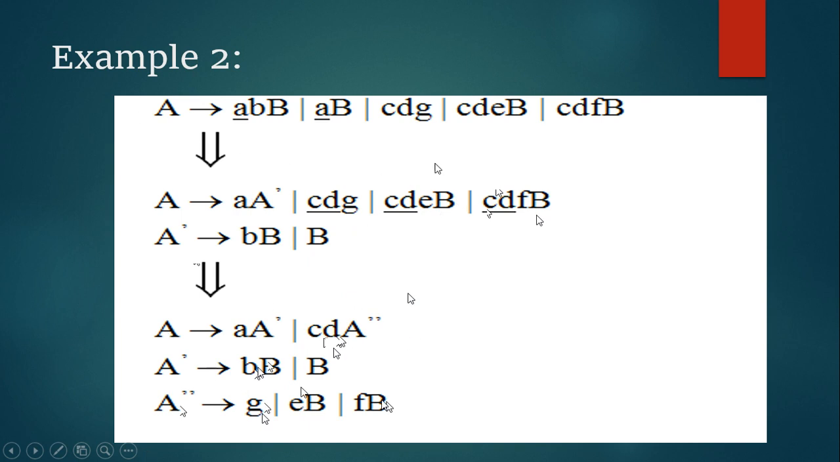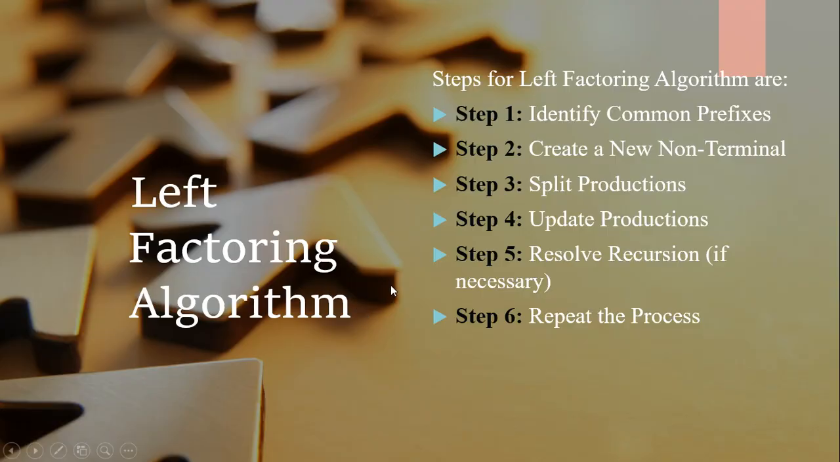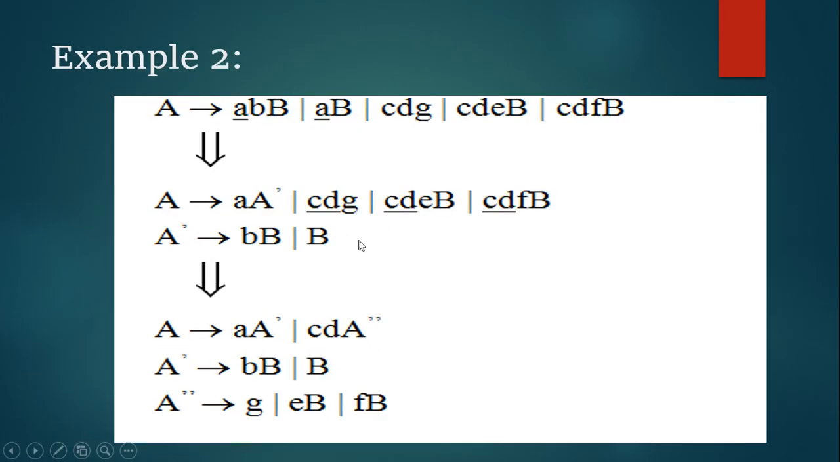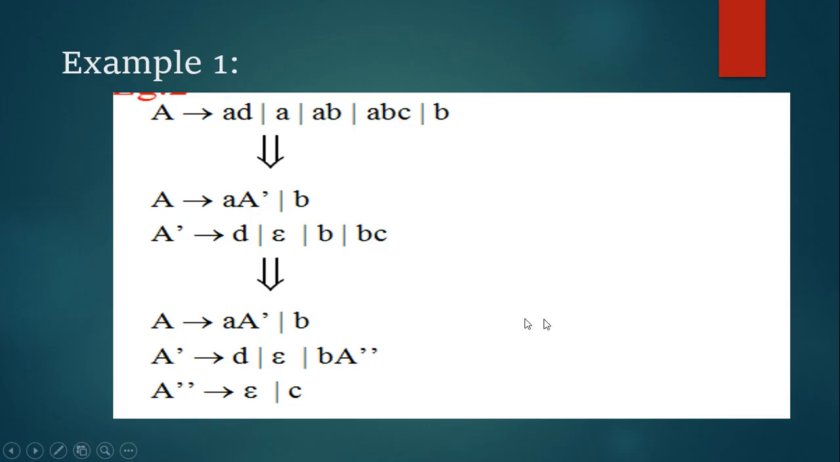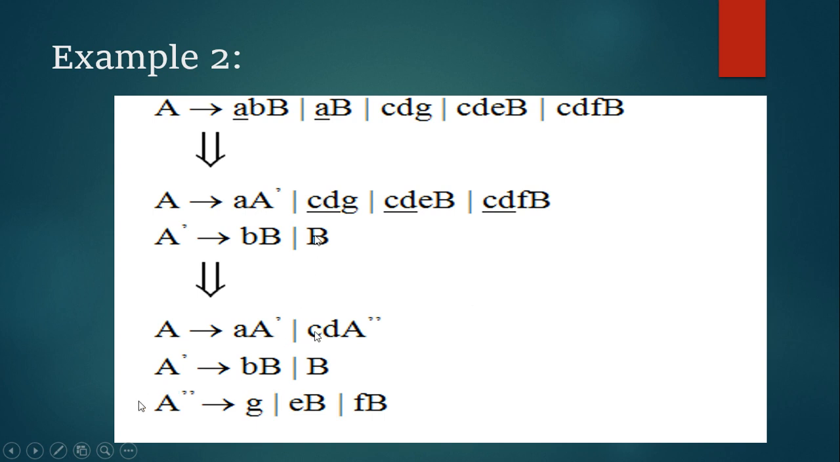So this was the non-deterministic grammar which was given in our question. This is a deterministic grammar which does not have any repeated or common prefixes. We have removed all the repeated prefixes, so our algorithm is satisfied. We have resolved the recursion. Then finally we repeated the same process, and since we do not have any repeated prefixes, we stop this process here. Thank you.